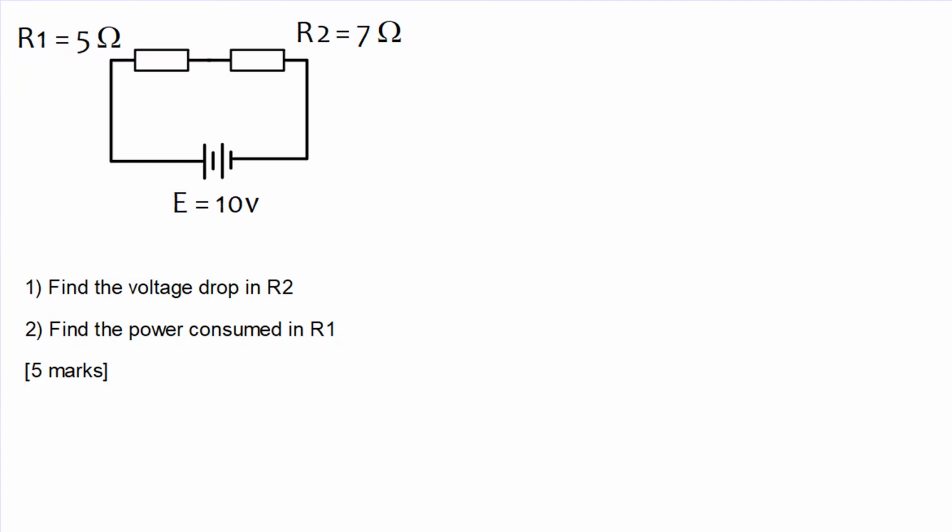In this video I will be working out a voltage drop across a resistor and the power consumed in another resistor. So we've got a series circuit. We've got two resistors. R1 is 5 ohms, R2 is 7 ohms. So they're in a straight line, so it's a series circuit. And we have a voltage source, like a battery if you like, of 10 volts.